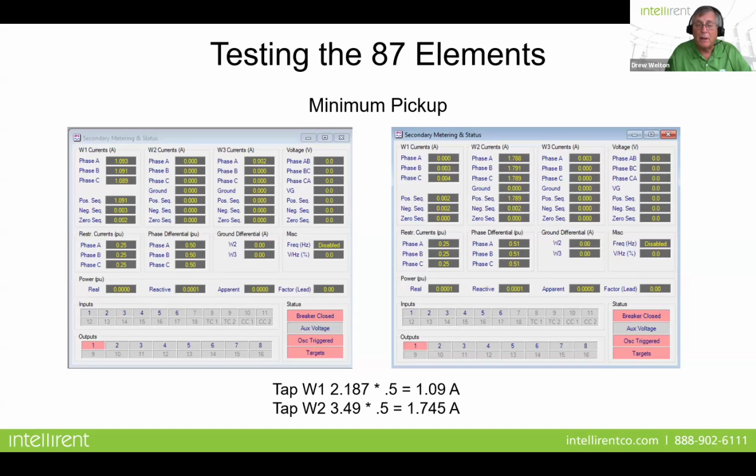Then we're going to do the minimum pickup, and we do this one winding at a time. So for tap winding one, we said the minimum pickup was 0.5. It might be 0.3. Now remember, 0.5, 0.3, whatever it is, that's a per unit value, so that is per unit of the actual tap winding. So if I say my tap winding one is 2.187, times 0.5 per unit, that's 1.09 amps. If I ramp this value from 0 to 1.09, that's when the contact should pick up. And we do the same thing with winding 2.